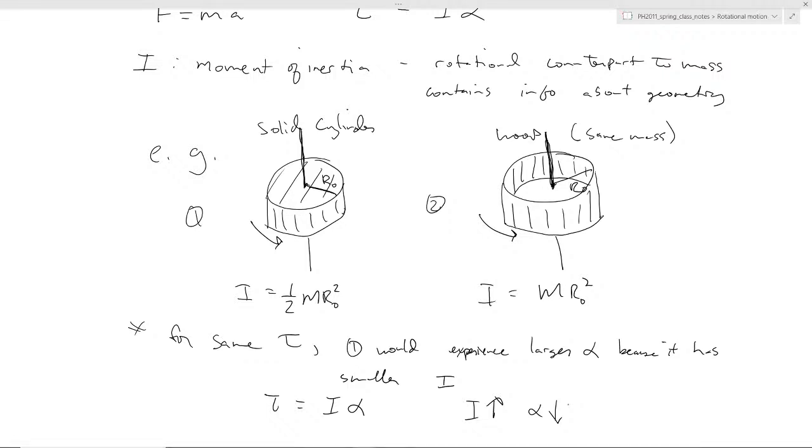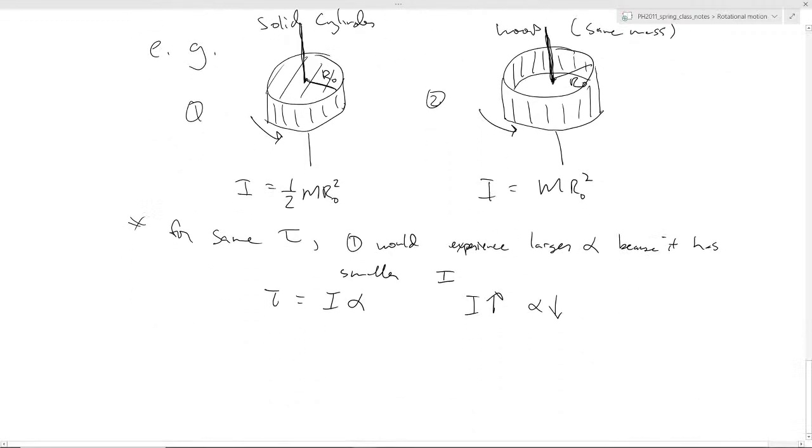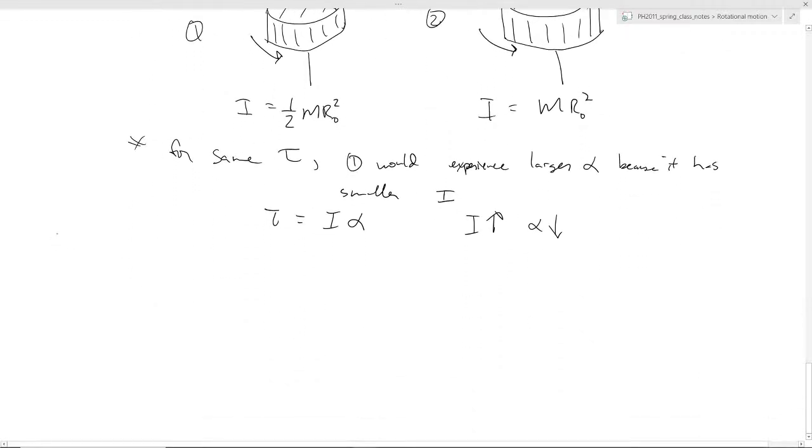So kind of the natural question then is, where does this I come from? How do we calculate it? You would be given the moment of inertia. I'm not going to ask you to calculate it, although I'll show you quickly where it comes from, because I think it's kind of neat to see this connection to calculus. That said, have you ever had to integrate? Have you ever had to find a moment of inertia in your calc classes?